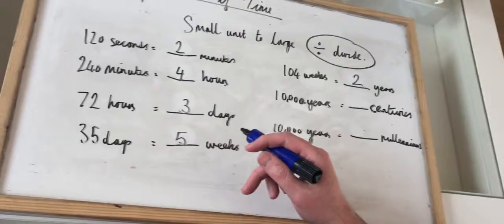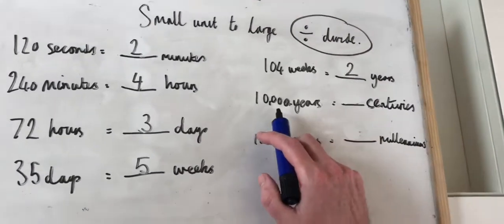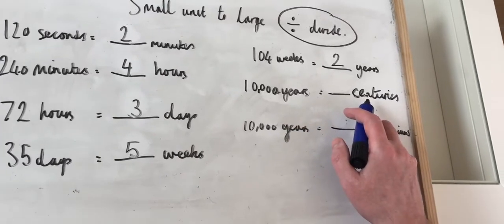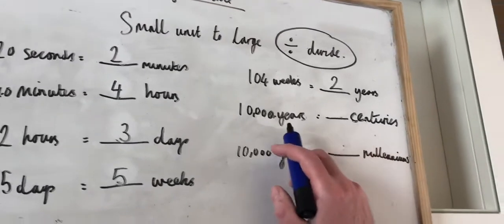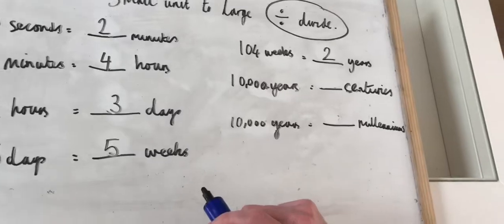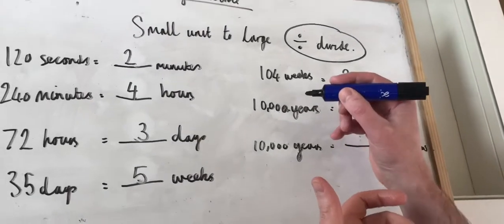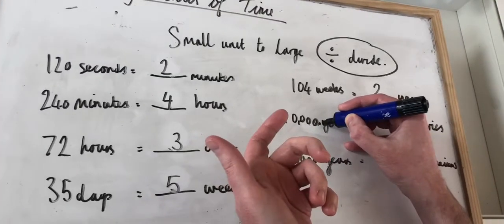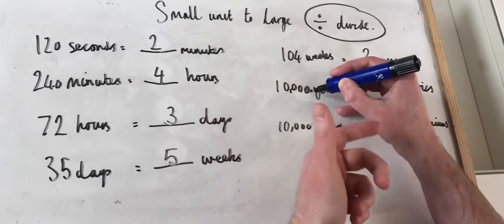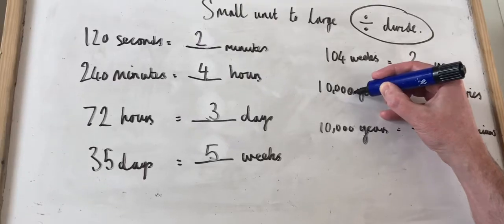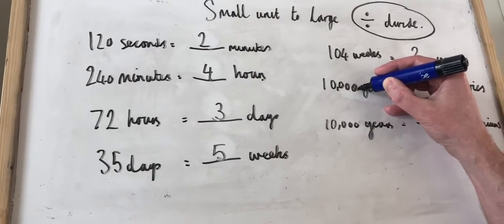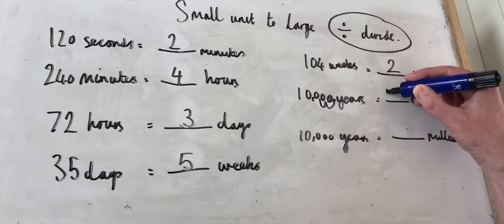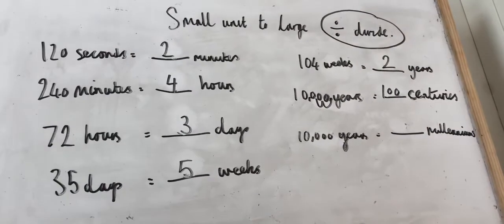Brilliant, well done. And if we have a look here, we've got 10,000 years equals how many centuries? Well, how many years in a century? 100. Fantastic. So what are we going to do here? Divide by 100. Brilliant. If we divide by 100, okay, if the decimal place is here, how many jumps does that number make? 1. No, 2. Brilliant. So it would be 1, 2. So it would be 100.